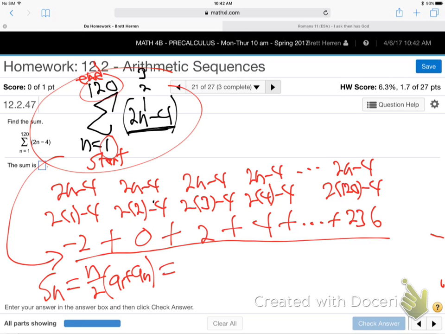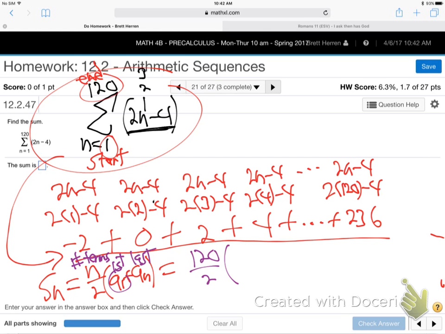So n, remember what these players in this game mean? N is the number of terms. This is the first term. This is the last term. So what are the number of terms? These are going to be easier actually. We don't have to use the A sub n formula. Look, it's telling us start at 1, go to 120. There must be 120 terms. N must be 120.